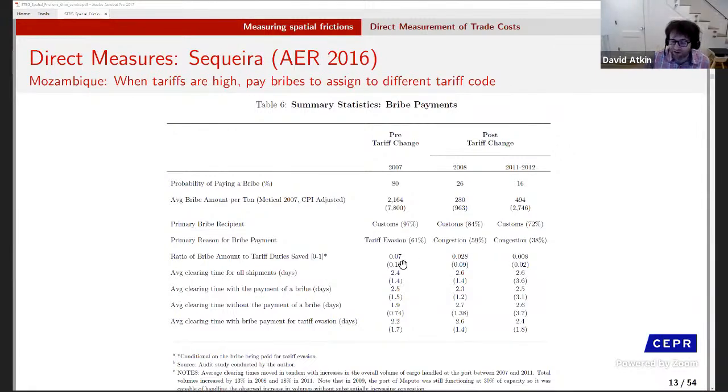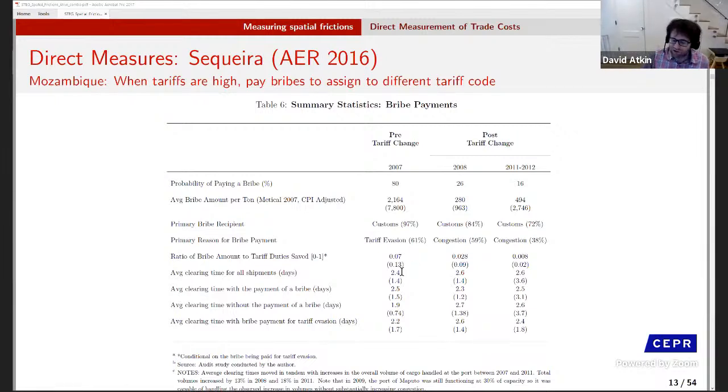One thing that's been noted in many other settings as well is just how cheap bribery is. The ratio of bribe amount to tariff duty saved is about 7%. So this has been noted in many settings. These officials are not extracting all of the surplus, they're extracting surprisingly little of the surplus. You're getting a big discount on your tariff savings for a bribe that's only 7% of the discount you're getting.